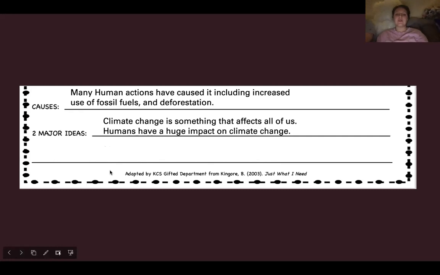And then once you get to the end, that's whenever you can really test that student knowledge with causes. So after we've learned about the topic, what do you think the causes are? Like, why is this topic important? So you could say causes, but you could also say purpose. So many human actions have caused it, including increased use of fossil fuels and deforestation. But there are two main ideas from it, so that way you can have the students summarize it, which would just be: climate change is something that affects all of us, and humans have a huge impact on climate change.